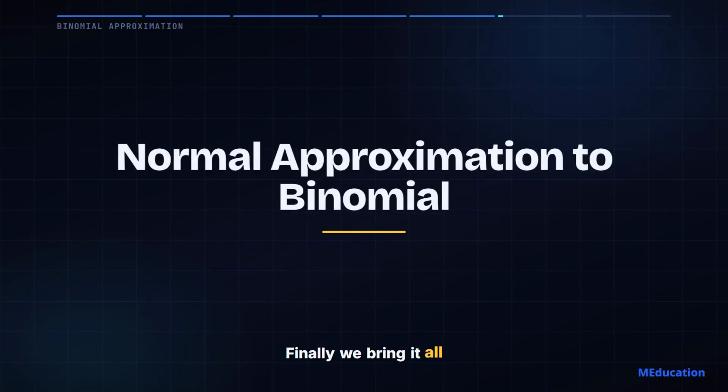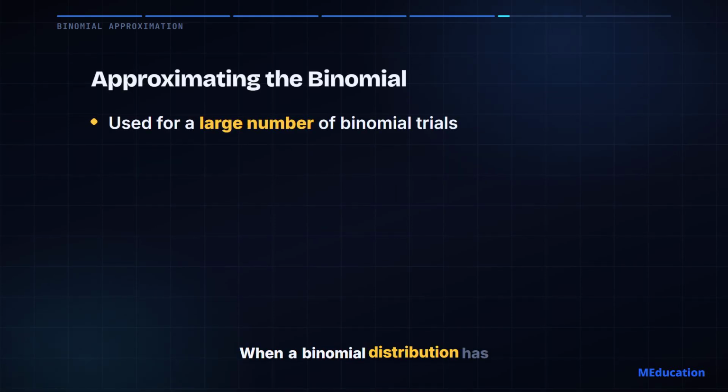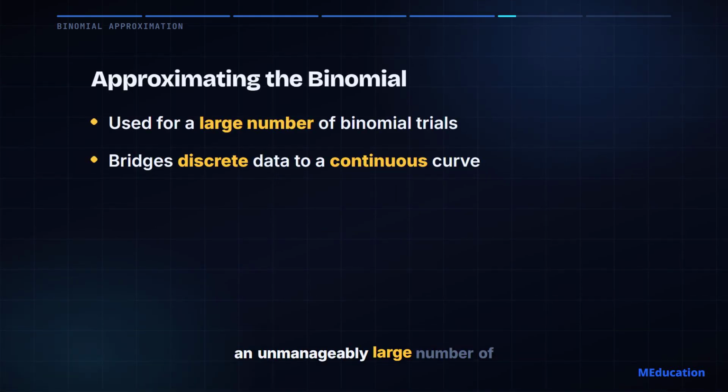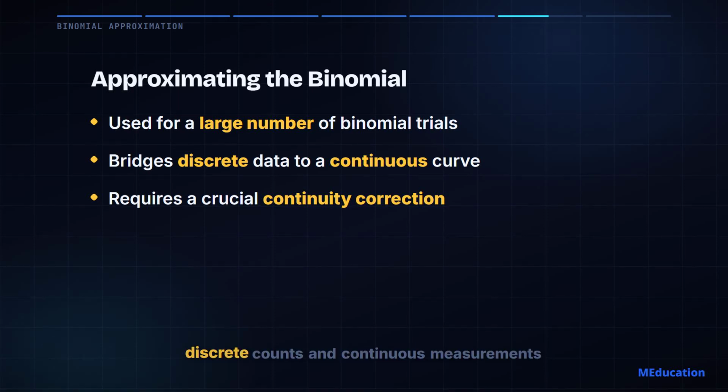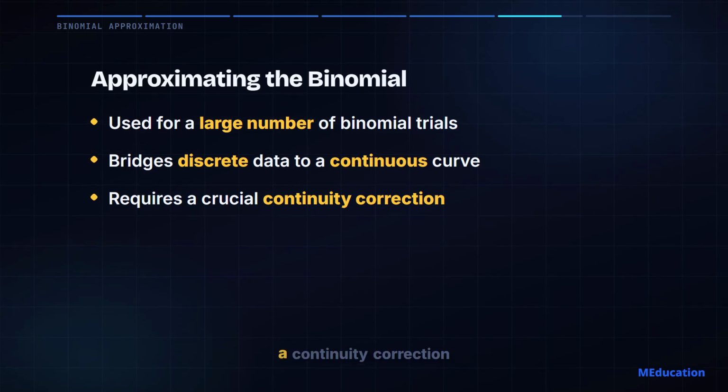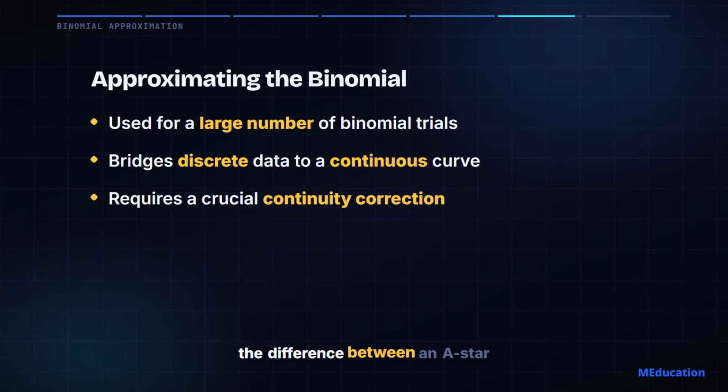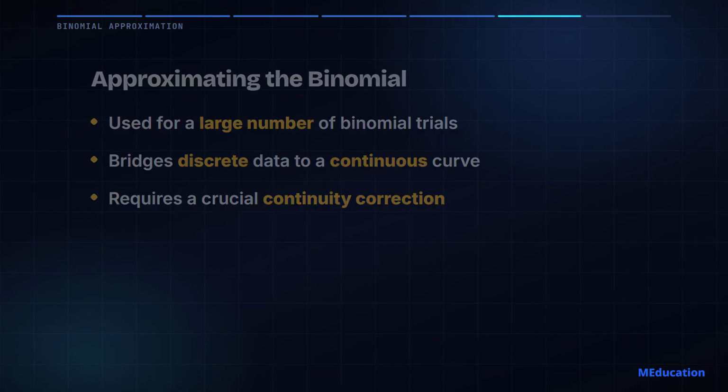Finally, we bring it all together. When a binomial distribution has an unmanageably large number of trials, calculating it directly becomes computationally overwhelming. You will learn how to approximate it using the normal curve, but bridging the gap between discrete counts and continuous measurements requires a crucial adjustment called a continuity correction. Getting this right is often the difference between an A star and a B.